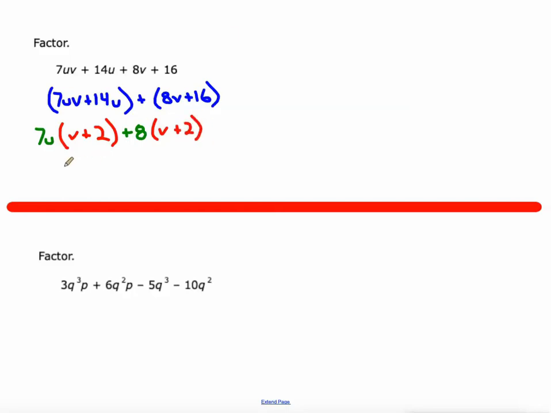So there we can pretty clearly see our factorization. 7u plus 8 times v plus 2.